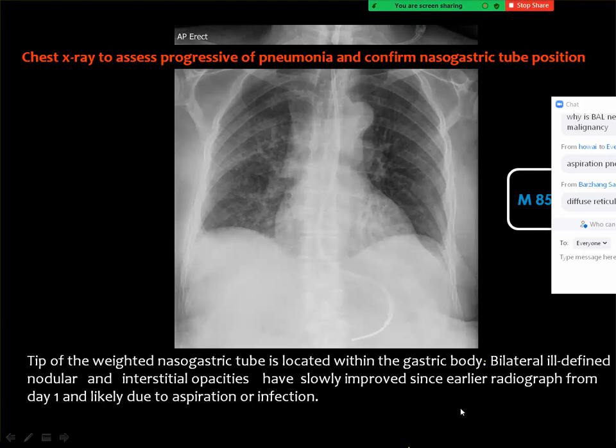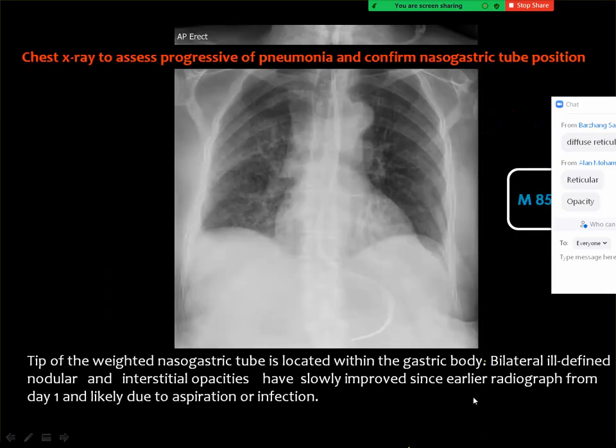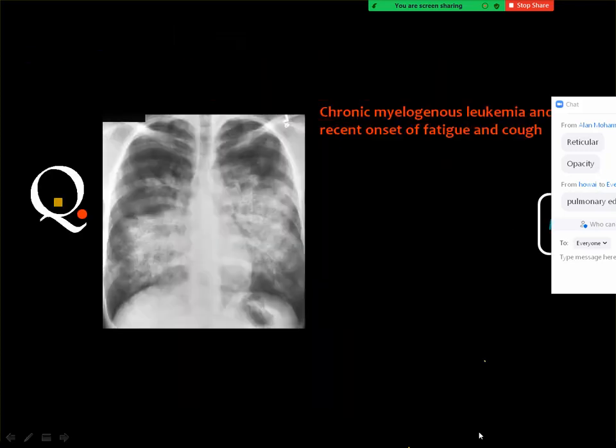Yes, and this is reticulonodular opacities, which are considered in most of the cases, because of the presence of a nasogastric tube, to be due to aspiration pneumonia. You know that even in the presence of a nasogastric tube, the patient is prone to develop aspiration pneumonia. And if you see such reticular opacities, especially in the right lung or in the base of the right lung, you should consider this possibility.